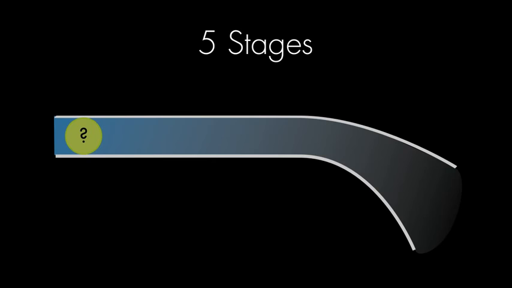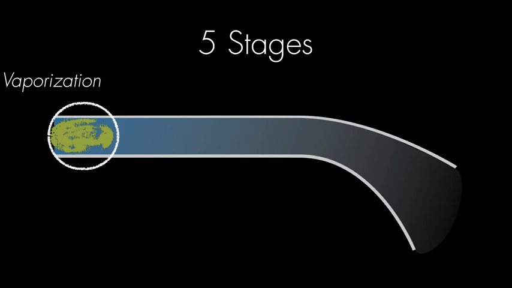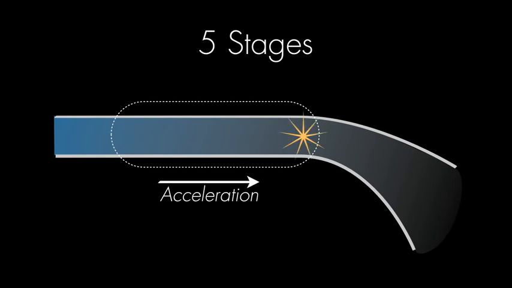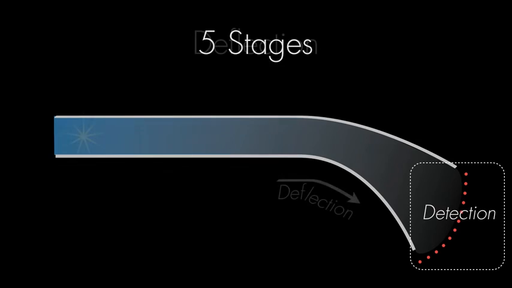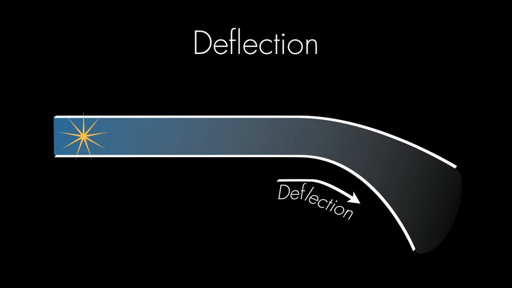First, the sample is vaporized. Then, it is ionized. Third, it is accelerated. Fourth, it is deflected. And fifth, it is detected. The deflection stage is the heart of the mass spectrometer.